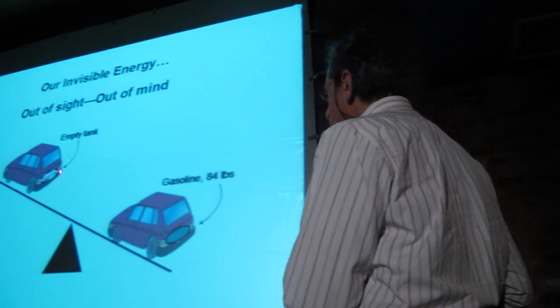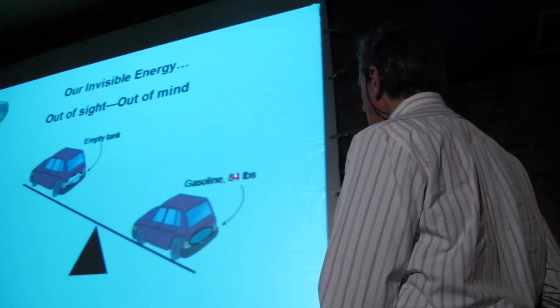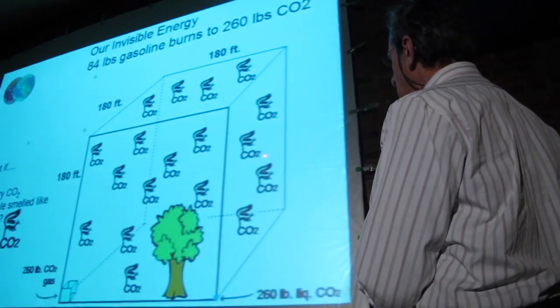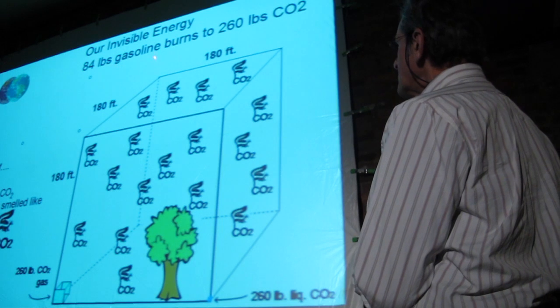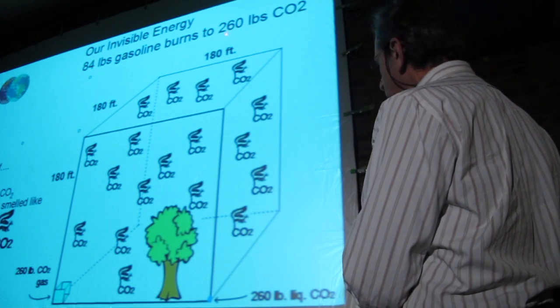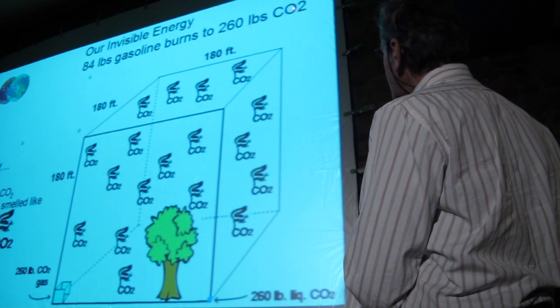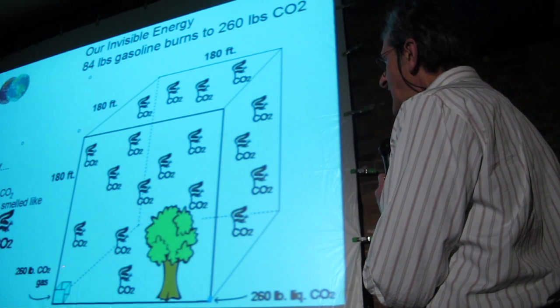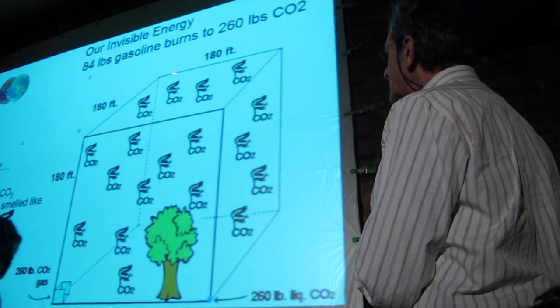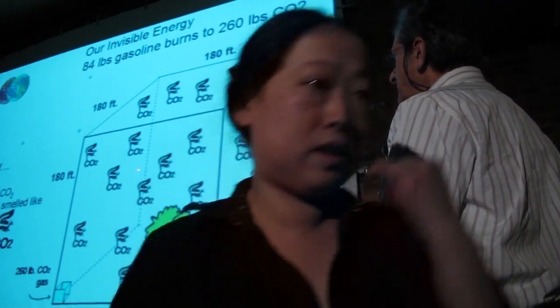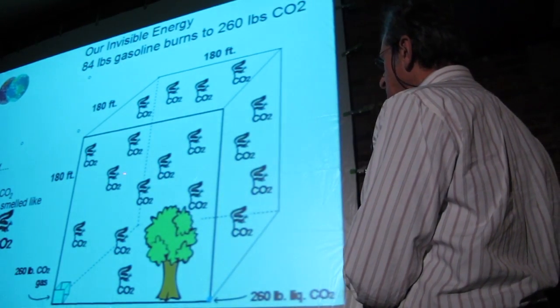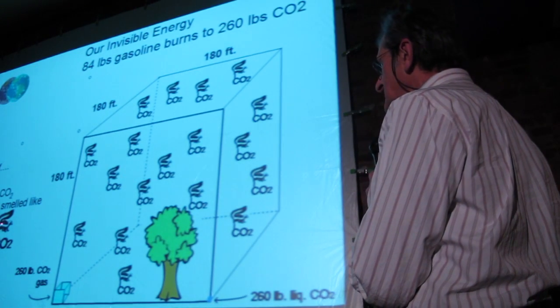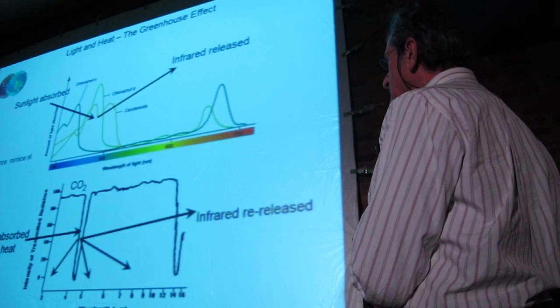You fill it up with gas, 15 gallons, and your car now weighs 84 pounds more. That 84 pounds of gas burns to 260 pounds of carbon dioxide, which, when it's dispersed into the atmosphere, occupies a cube 180 feet on its side. But CO2 is invisible, it's odorless. What if it smelled like a skunk? You'd certainly know that it was there.